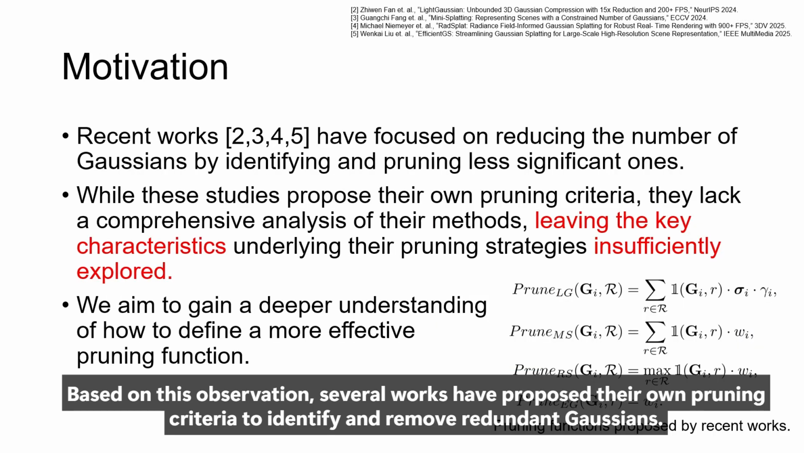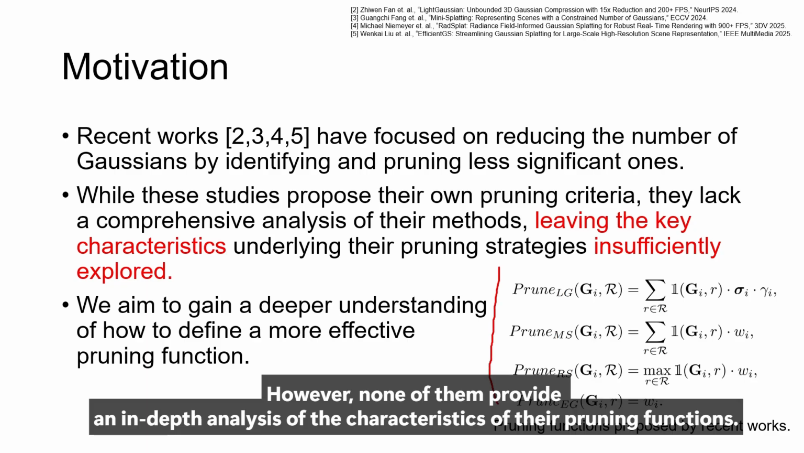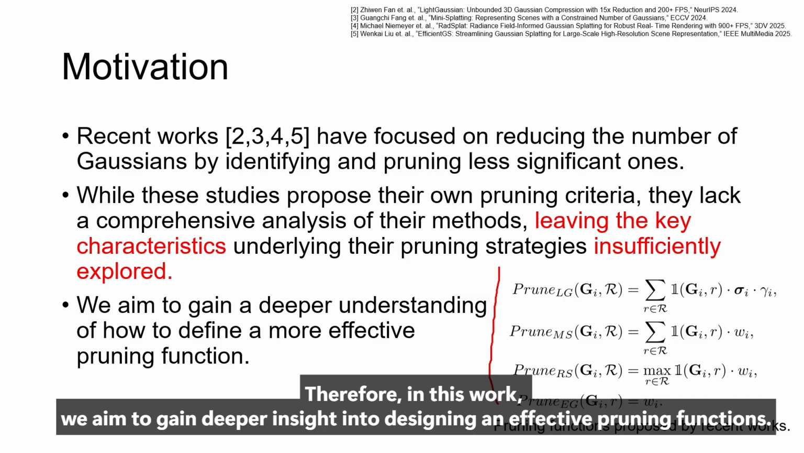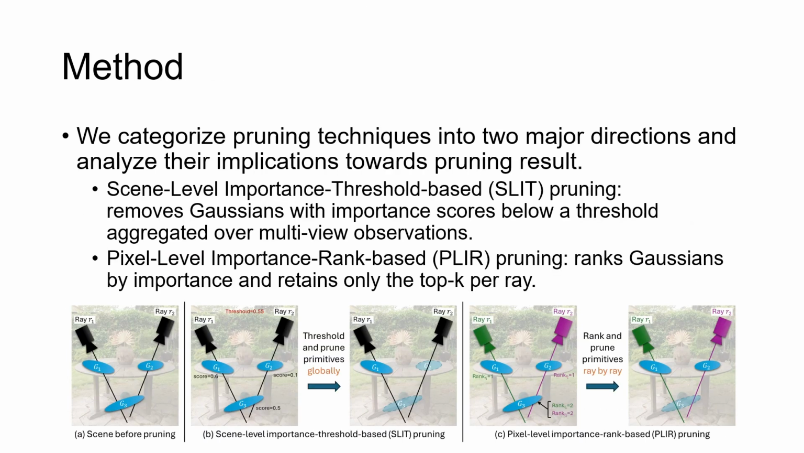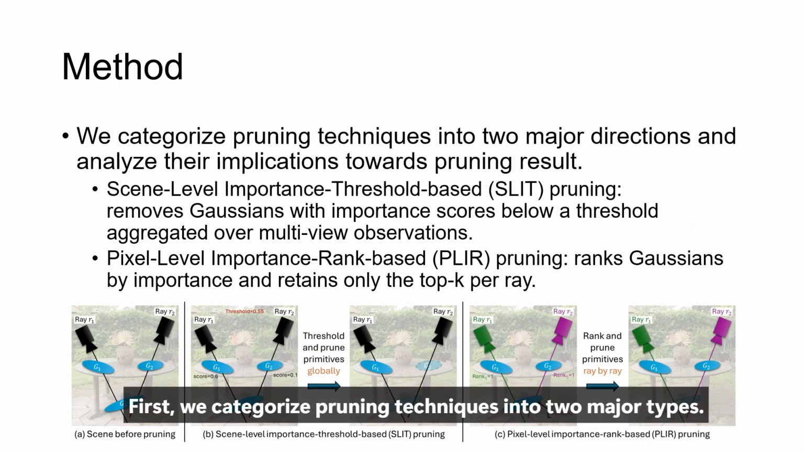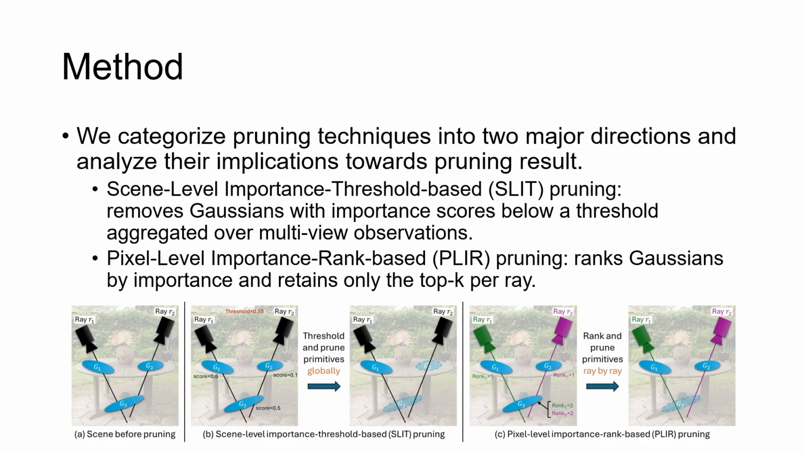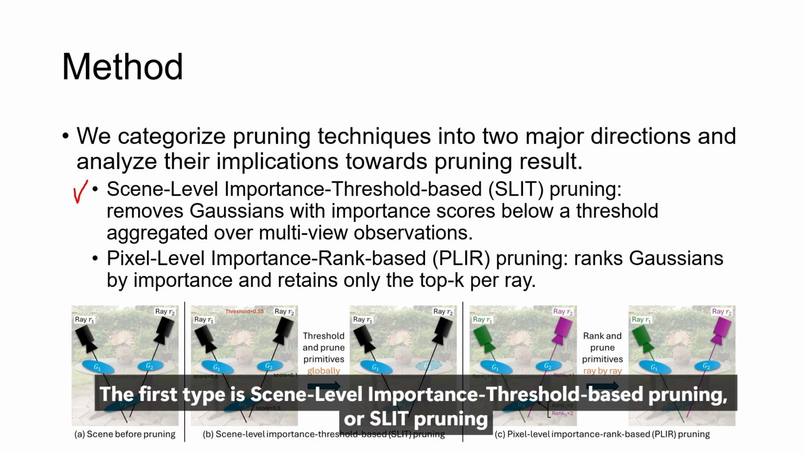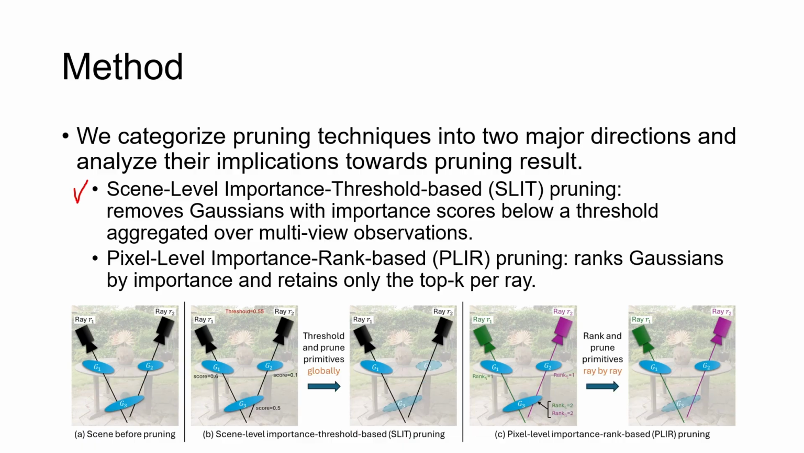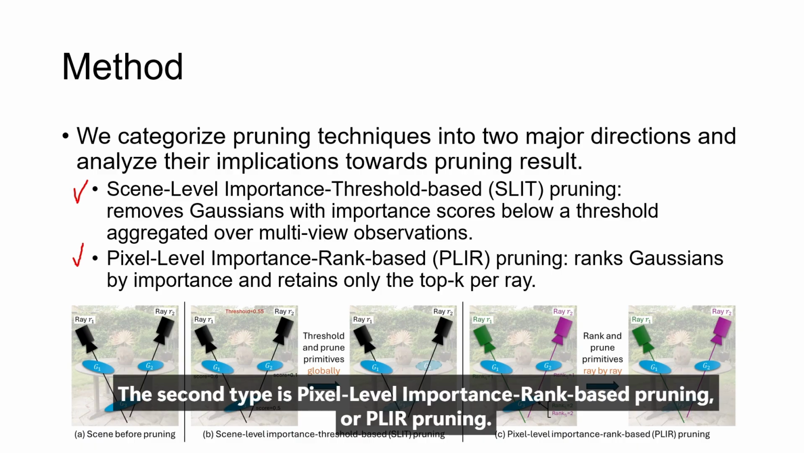Based on this observation, several works have proposed their own pruning criteria to identify and remove redundant Gaussians. However, none of them provide an in-depth analysis of the characteristics of their pruning functions. Therefore, in this work, we aim to gain deeper insight into designing effective pruning functions. First, we categorize pruning techniques into two major types. The first type is scene-level importance threshold-based pruning, or SLIT pruning. The second type is pixel-level importance rank-based pruning, or BLUR pruning.